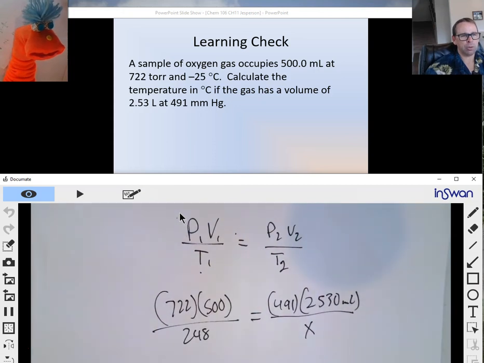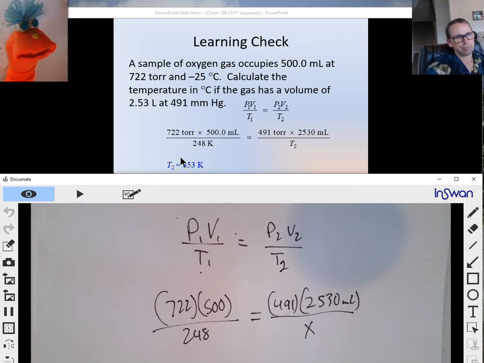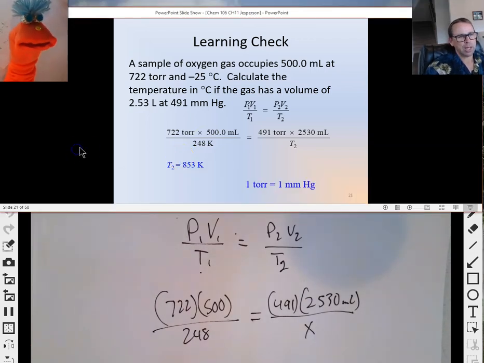And then we can solve for our temperature, right? Okay. So if you put that into the calculator, you should be able to get out 853 Kelvin. All right. Sounds good. Okay, good job.